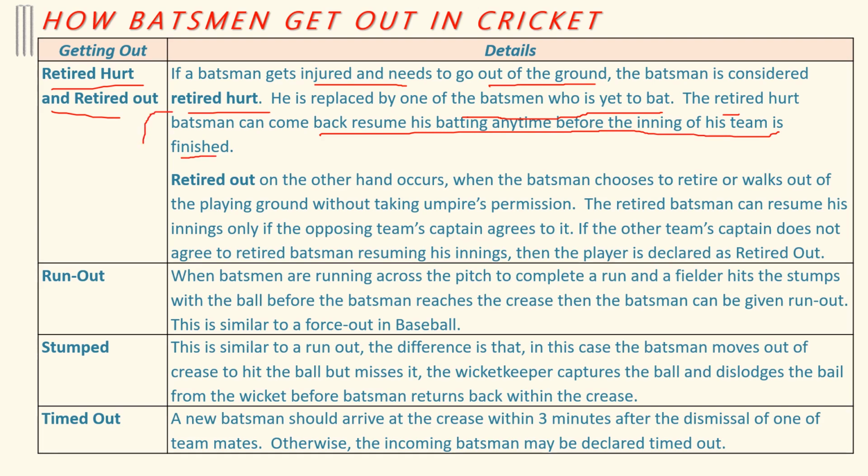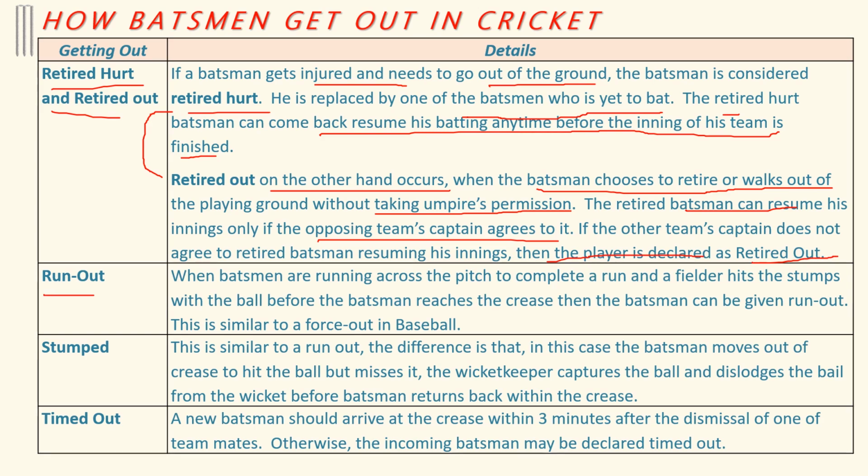Now this is slightly different from retired out. Retired out, on the other hand, occurs when the batsman chooses to retire or walks out of the playing ground without taking the umpire's permission. The retired batsman can resume his innings only if the opposing team's captain agrees to it. If the other team's captain does not agree, then the player is declared retired out and he cannot obviously bat.